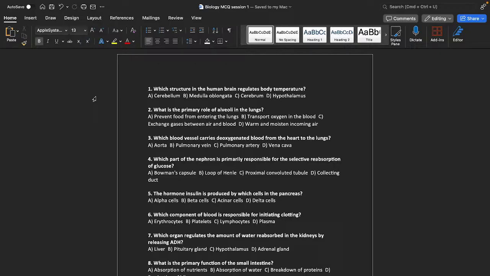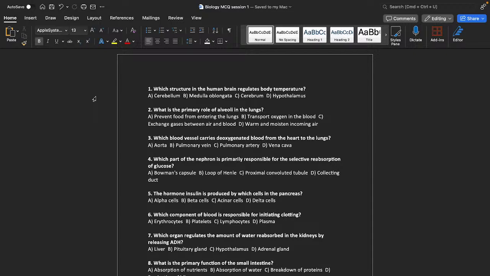Now going to the next question: which blood vessel carries the oxygenated blood from the heart to the lungs? We have aorta, pulmonary vein, pulmonary artery, and vena cava. The heart is divided into 4 chambers. We have the atria and the ventricles: the left atrium, the left ventricle, and the right atrium, the right ventricle. The right side, right atrium and right ventricle, are the ones that carry the blood to be oxygenated.